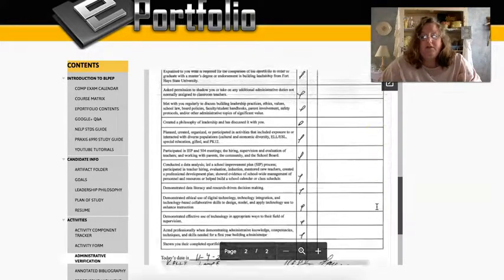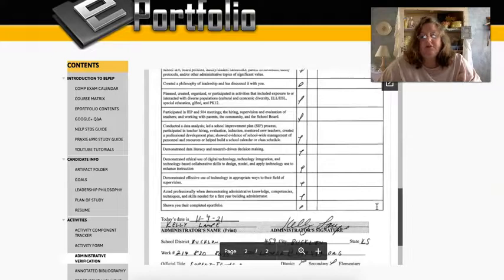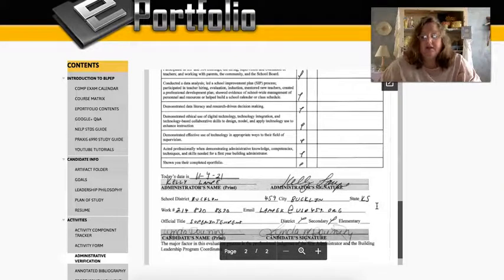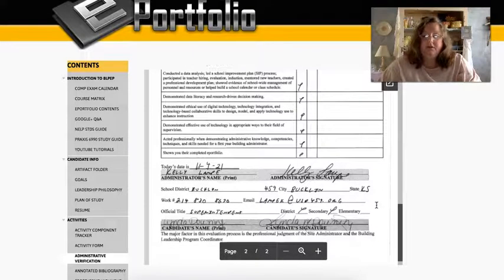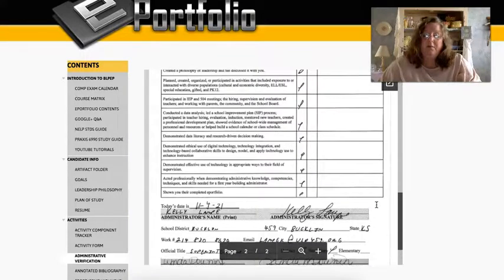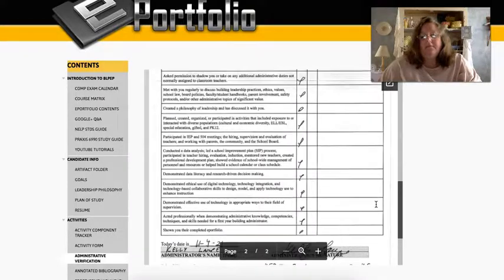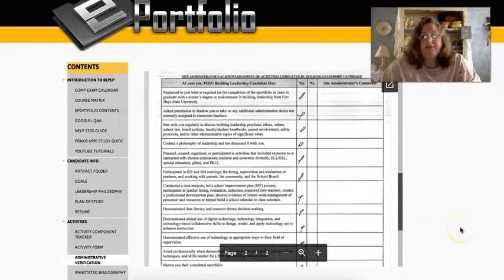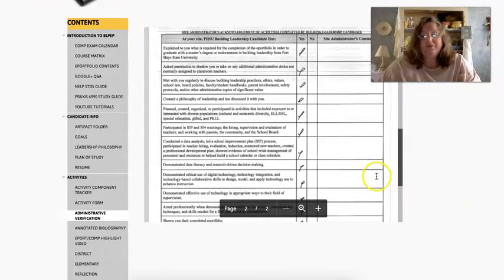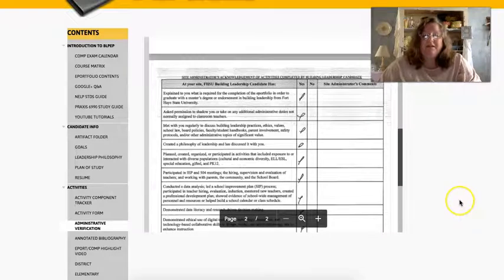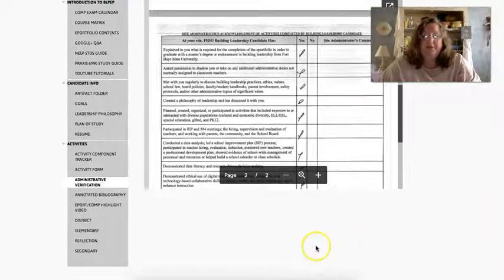The second one is Mr. Lampy. He is our superintendent and high school principal. He and I also went through my portfolio on 2 separate occasions. It's hard to get both of the administrators in the same room at the same time, but we managed to go through all of that.